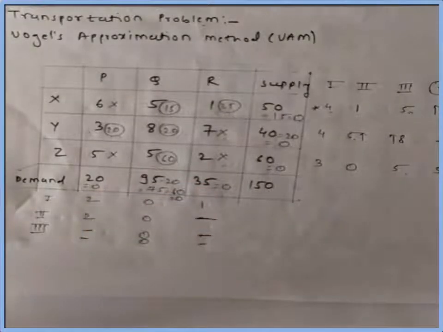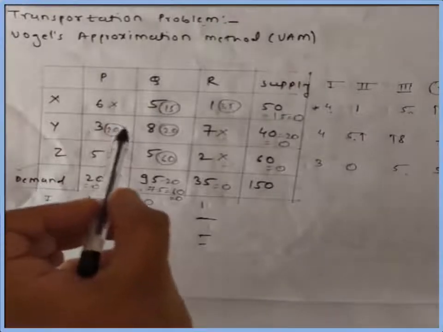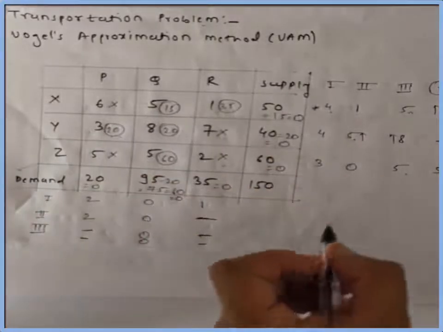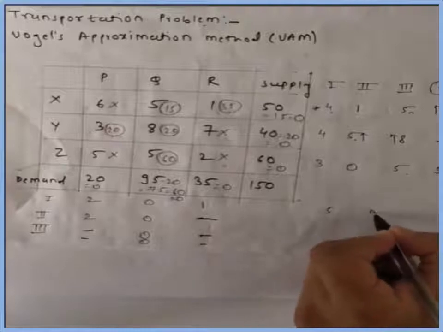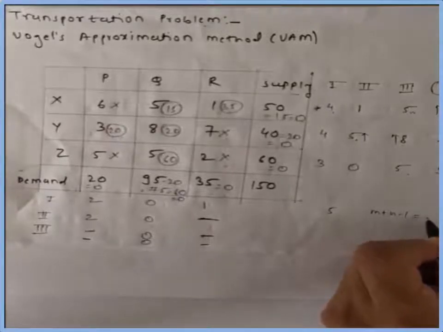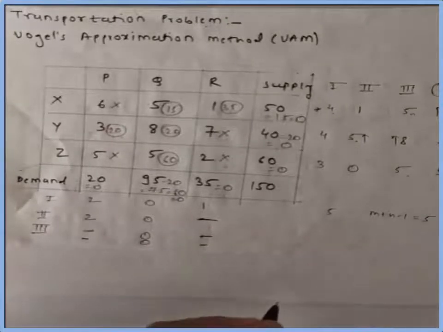The number of allocation in the transportation problem is 1, 2, 3, 4, 5. Number of allocations are 5 and m plus n minus 1 is equal to 5. Therefore we can say that this is the feasible solution.